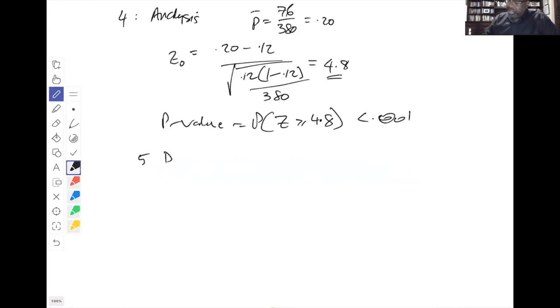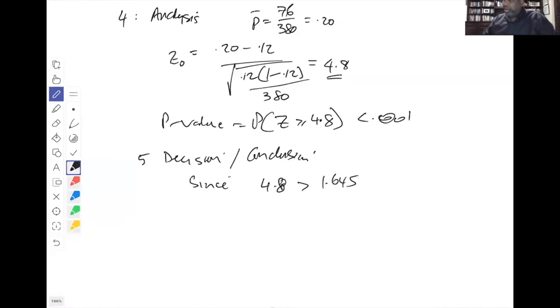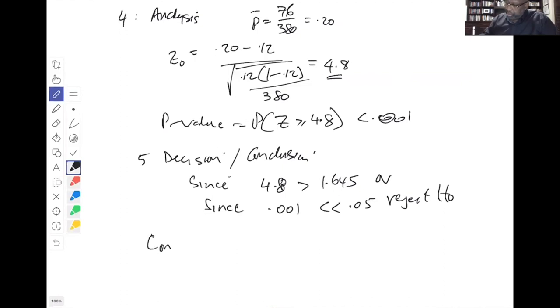So step 5, our decision and our conclusion: since 4.8, that's the classical approach, is greater than 1.645, or you could say it, since the p-value, 0.001, is less than, and much less than 0.05, we will reject the null hypothesis. If you reject the null hypothesis, then we conclude. Remember, the rejection is just your decision. The conclusion is always with respect to HA. Either you have sufficient evidence to support it, or we don't. So we conclude we have, I won't just say sufficient, strong evidence.